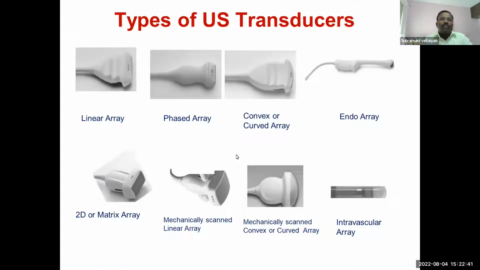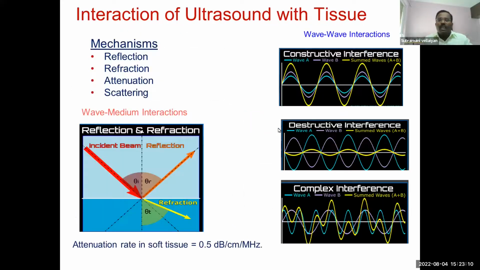These are the types of transducers available in the market. This is the linear array, phased array, convex array, and endocavity array, which is useful for the esophagus or transrectal probes. These are the latest advanced models like the 2D matrix array, mechanically scanned linear array, mechanically scanned convex or curved array, and intravascular array. This is for cardiovascular applications. So these are all the types of transducers in general use.